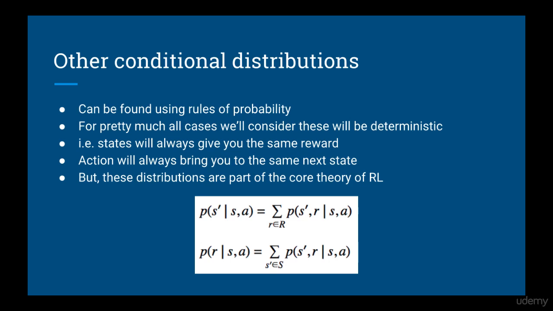Given this joint conditional distribution, it is of course just a matter of using the rules of probability to find the marginal conditional distributions. For example, if we just want to know S prime given S and A, or we just want to know R, we can use these equations. Also note that for pretty much all cases we'll consider, these probabilities will be deterministic. That means the reward you get for going to the state will always be the same reward, and doing an action in a state will always bring you to the same next state. But it's good to know that these probabilities are defined if you need them, and they are also part of the core theory.